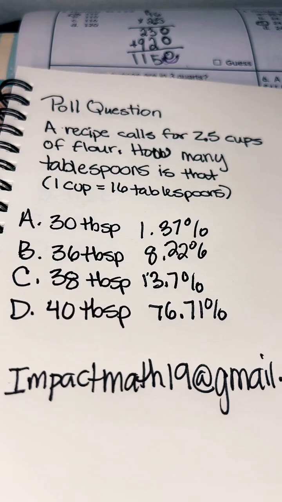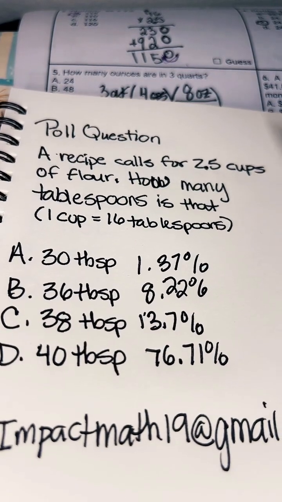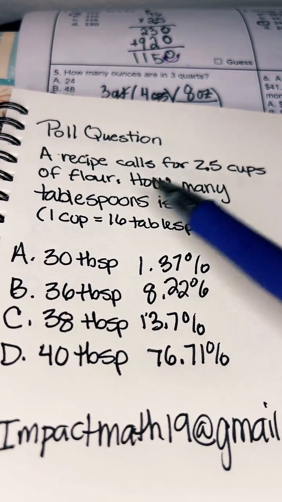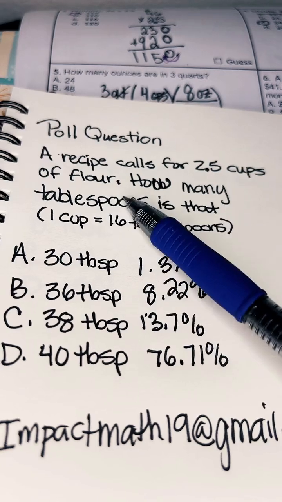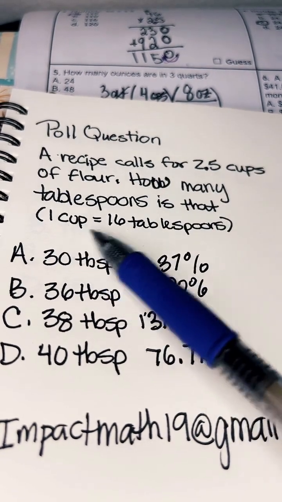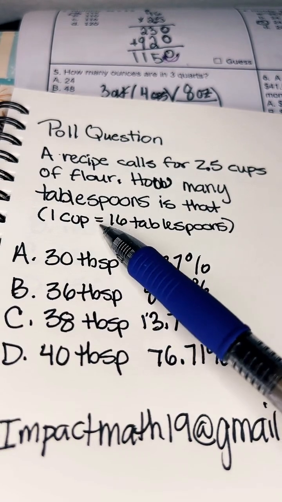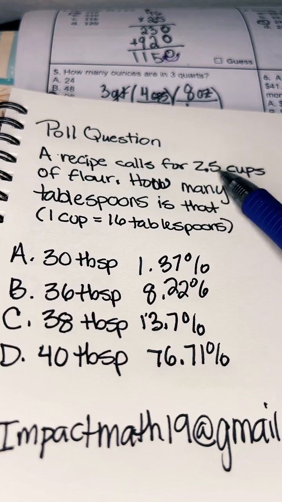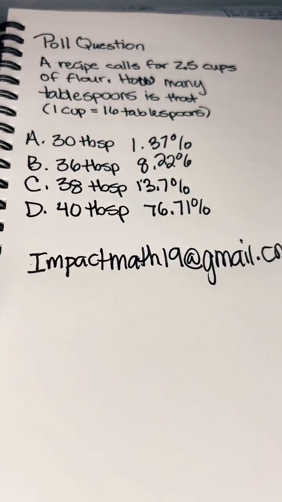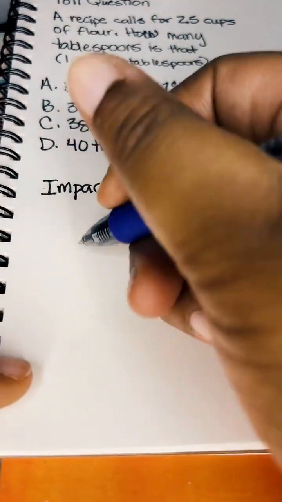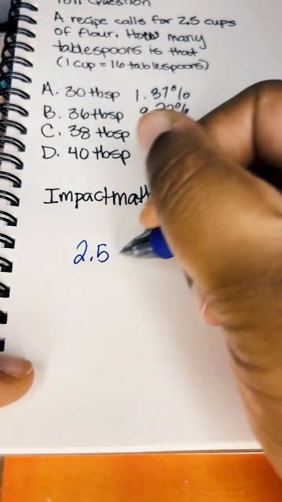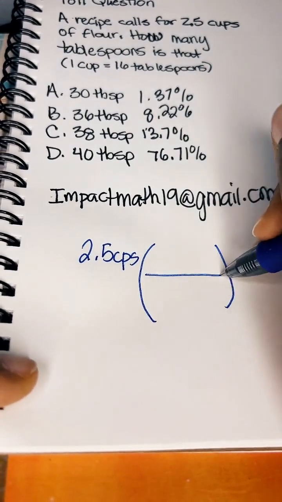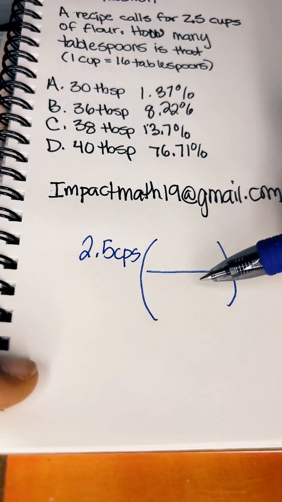Now, let's see what they talking about, though. A recipe calls for 2.5 cups of flour. How many tablespoons is that? Okay, and then I put this in there for you guys. 1 cup equals 16 tablespoons. All right, so we're going to start with the 2.5. Okay, and I'm going to move it down here, show my work. So we're going to start with 2.5 cups. Now, remember, I need to eliminate cups. So what has to go on the bottom?